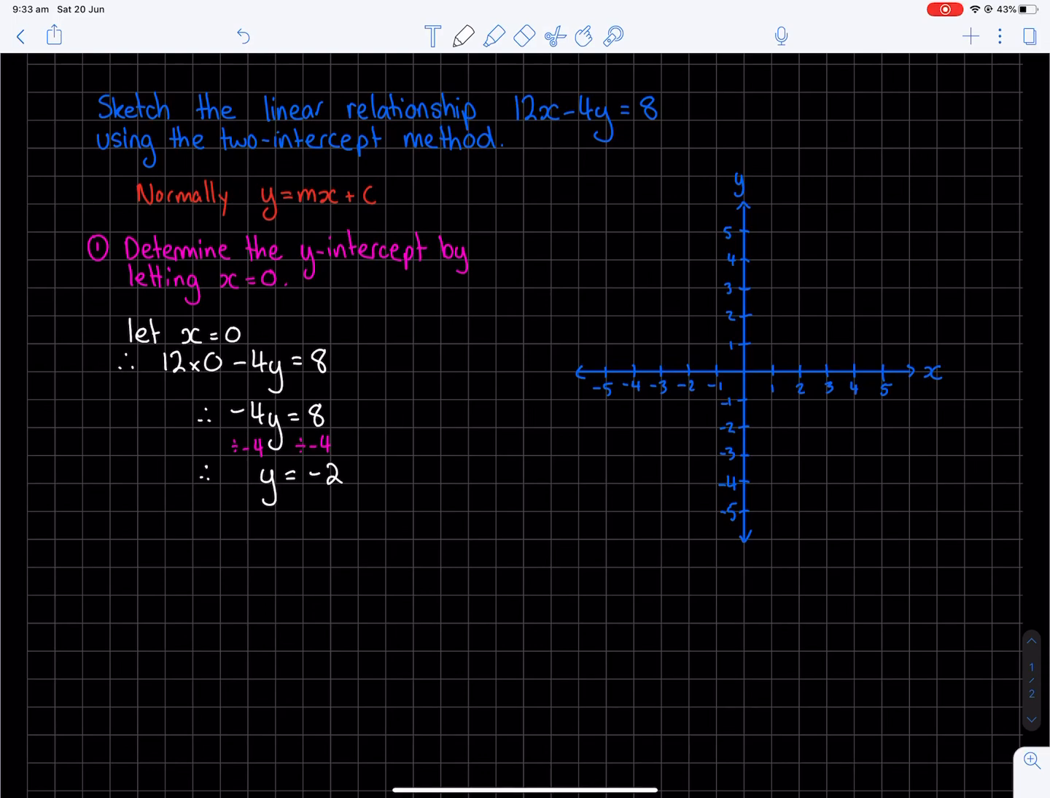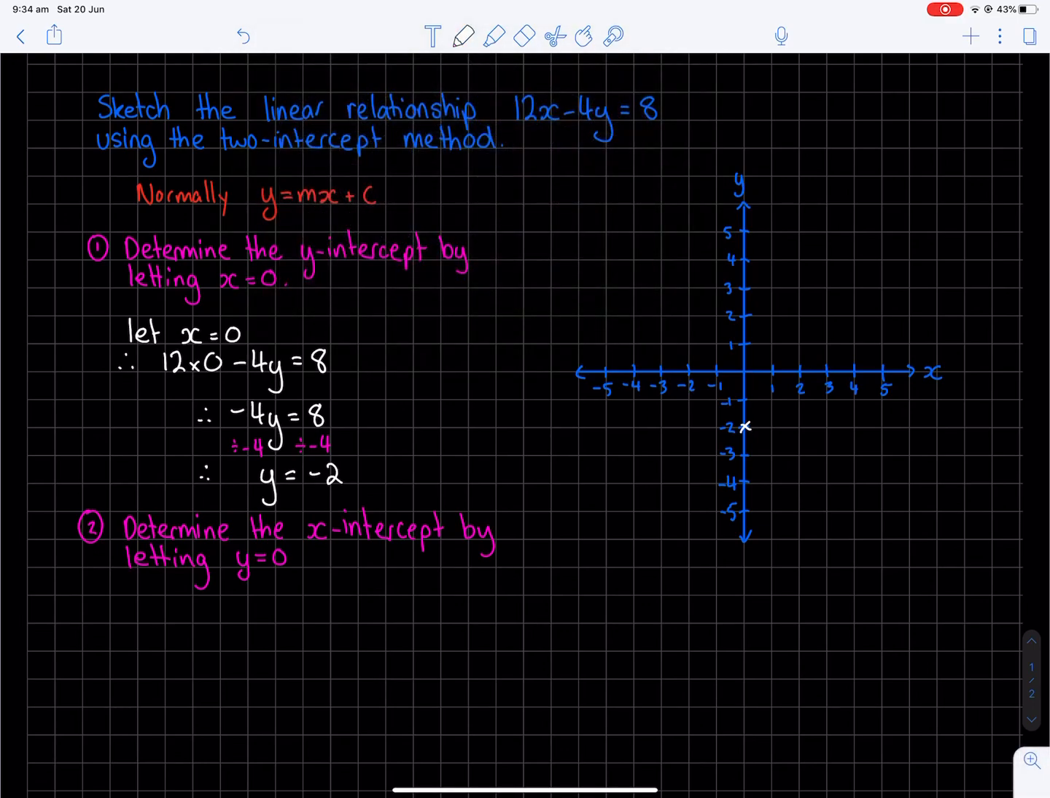So if I've found y equals negative 2, I plot that on the graph, and that's my first intercept of the two-intercept method. The second thing I need to do is determine, yes, you guessed it, the x-intercept. And to do that, I do it by letting y equals 0. So the opposite of before.